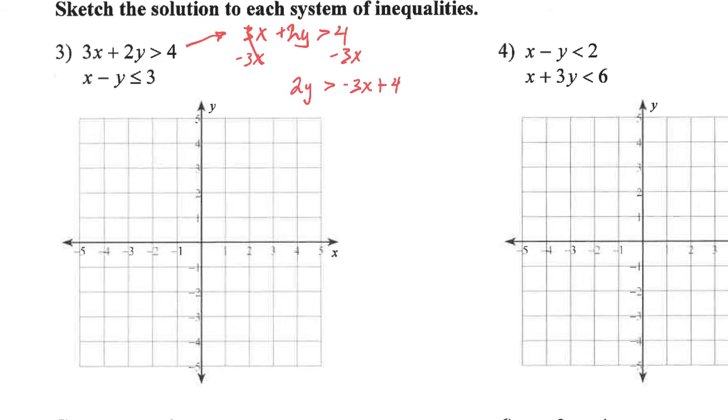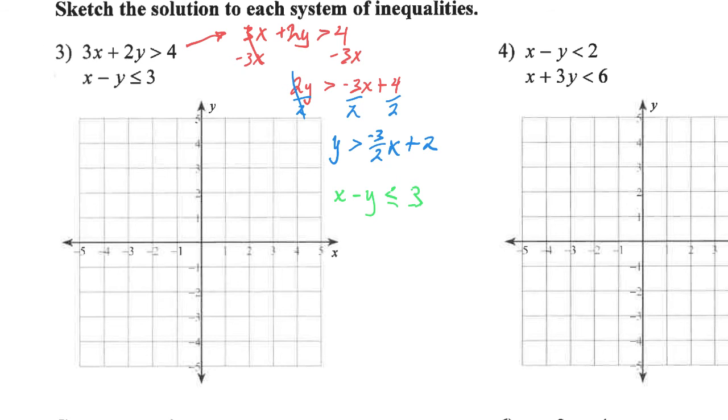And then I'm going to divide everything by the 2 that's in front of the y. Now my 2 is positive, so I'm not going to flip the sign. So I have y is greater than negative 3 over 2 x. 4 divided by 2 is positive 2. Okay, so I'm going to solve the second one before I go to graph things. So I have x minus y is less than or equal to 3.